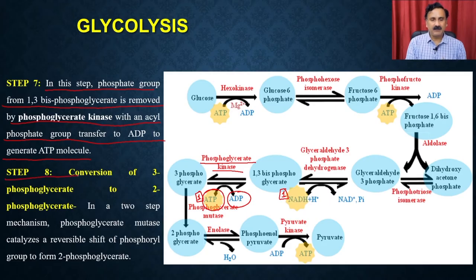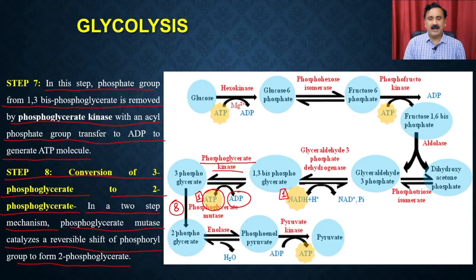In step 8, the conversion of the 3-phosphoglycerate to the 2-phosphoglycerate. In a two-step mechanism, the phosphoglycerate mutase catalyzes a reversible shift of the phosphoryl group to form the 2-phosphoglycerate. So once the 3-phosphoglycerate is produced, in step 8 there will be a conversion of the 3-phosphoglycerate to the 2-phosphoglycerate, and there will be a shifting of the phosphorylated group from the third carbon to the second carbon by the enzyme called phosphoglycerate mutase. And once the 2-phosphoglycerate is produced, it enters the next step, which is step 9.